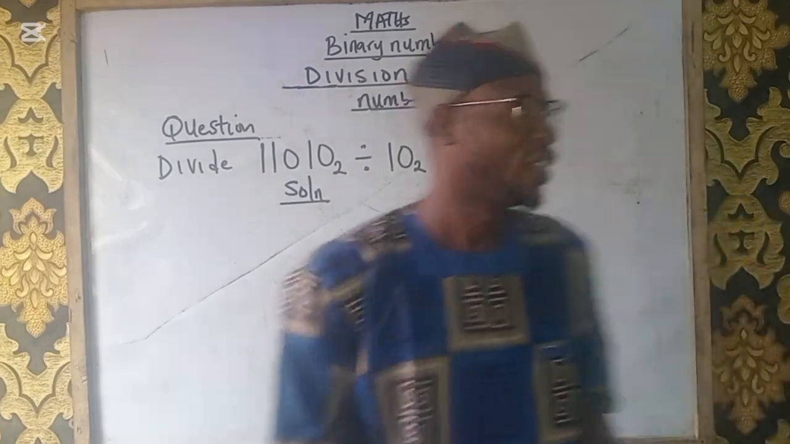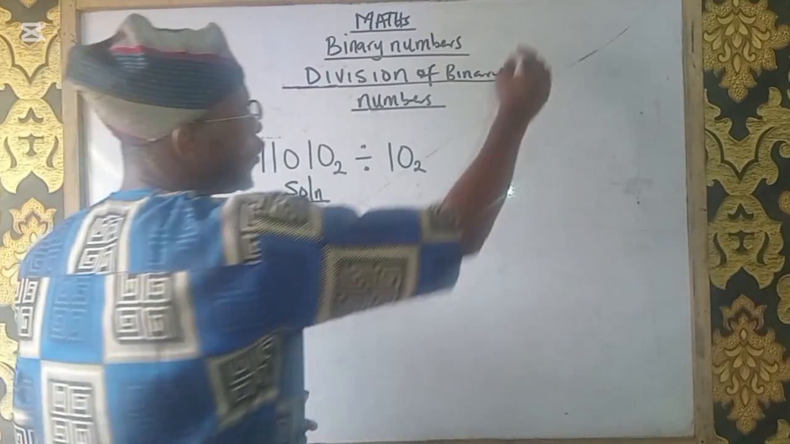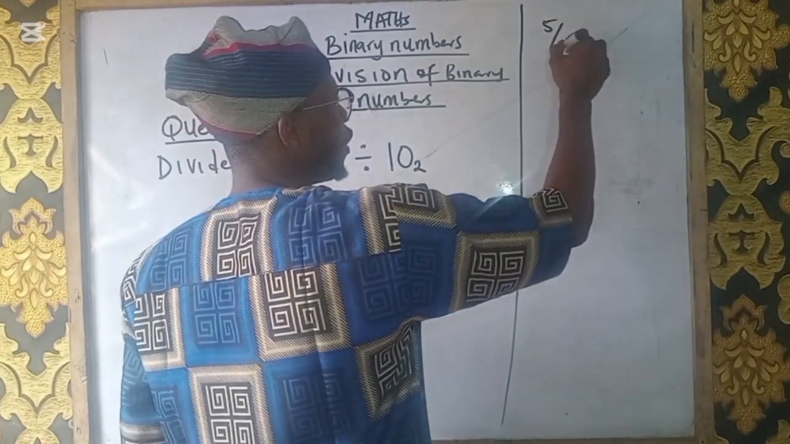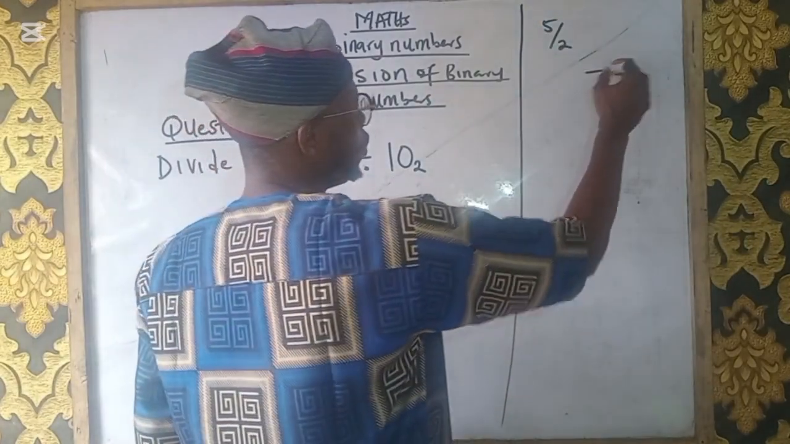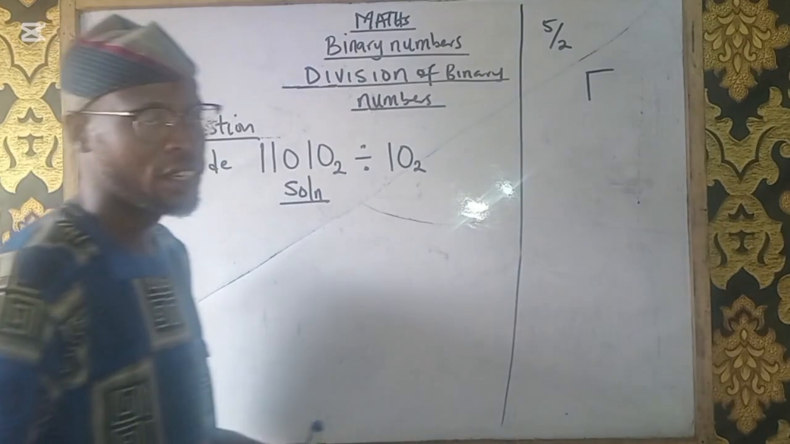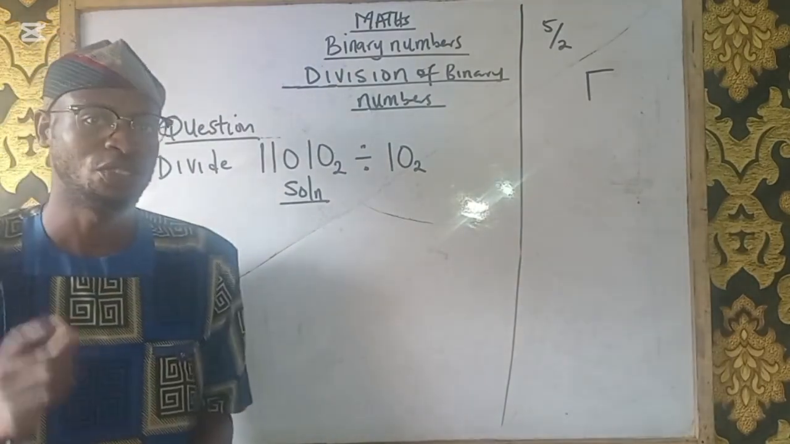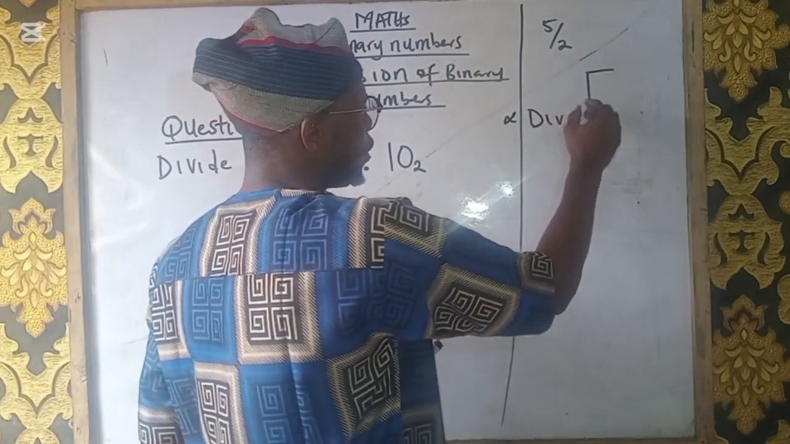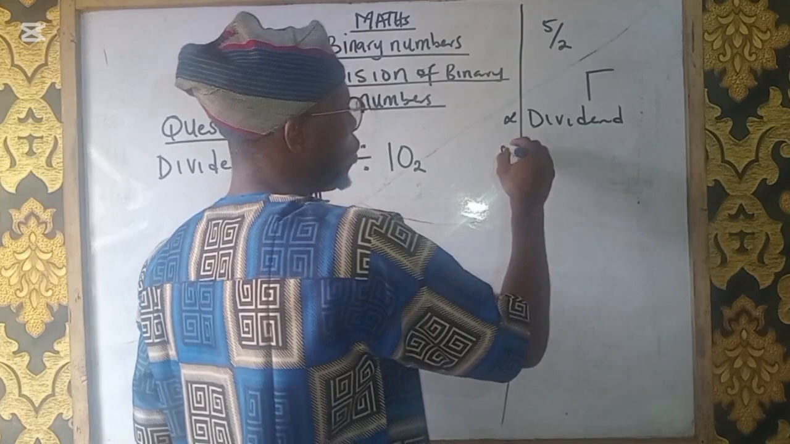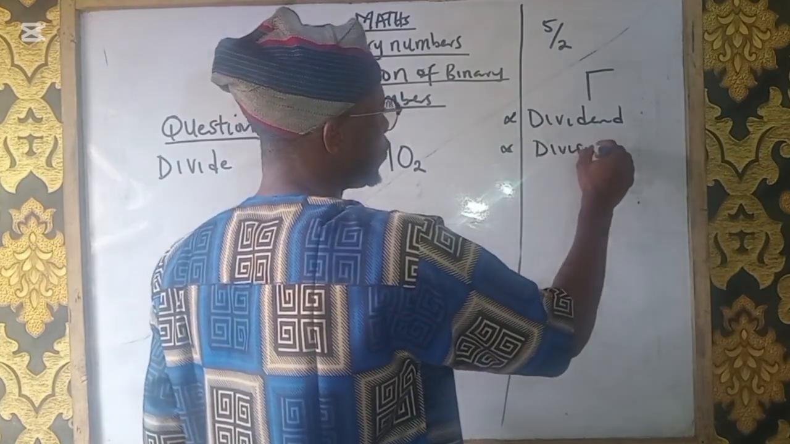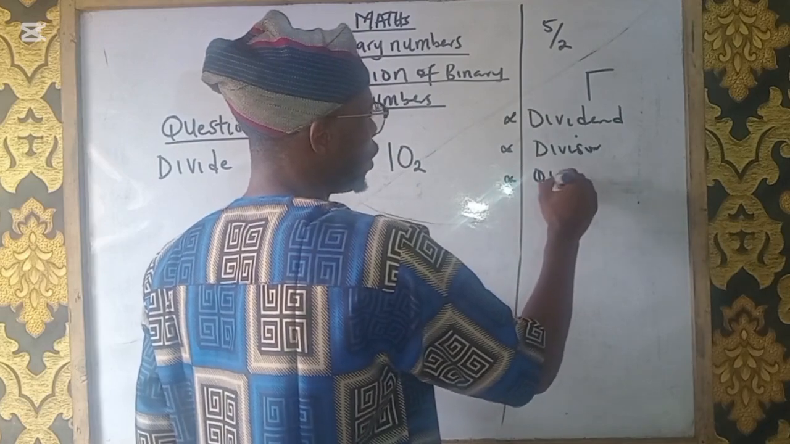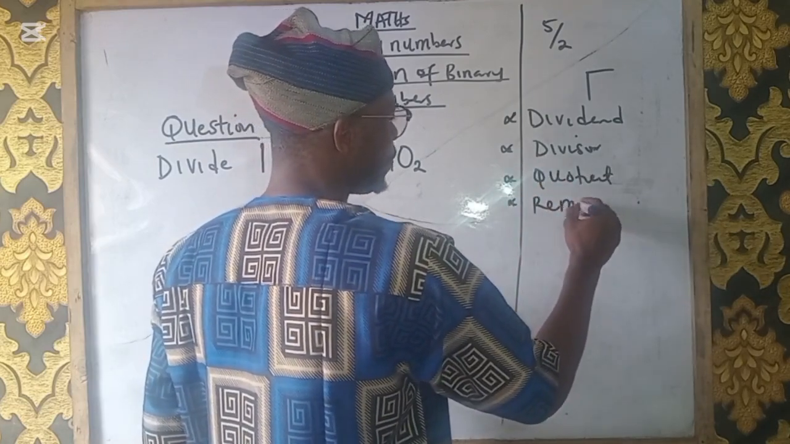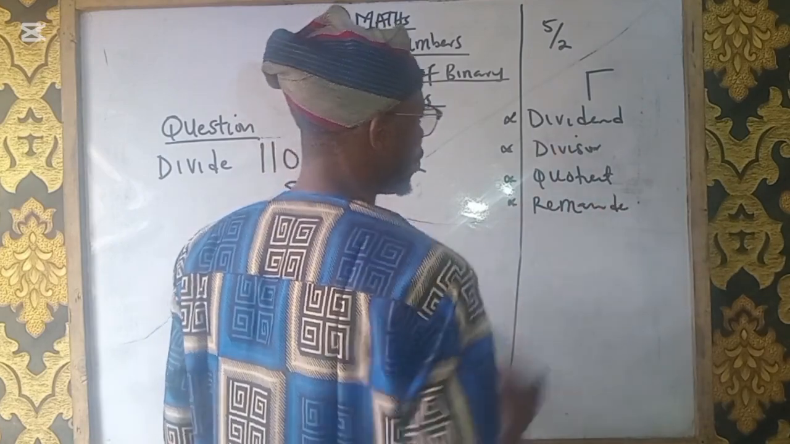Stay with me. Don't forget that before the use of calculators, when we were in primary school and they said you should divide 5 by 2, you took the long division rule, right? In the long division rule, there are things you need to take note of. We have what we call the dividend, the divisor, the quotient, and lastly the remainder. They are very important.